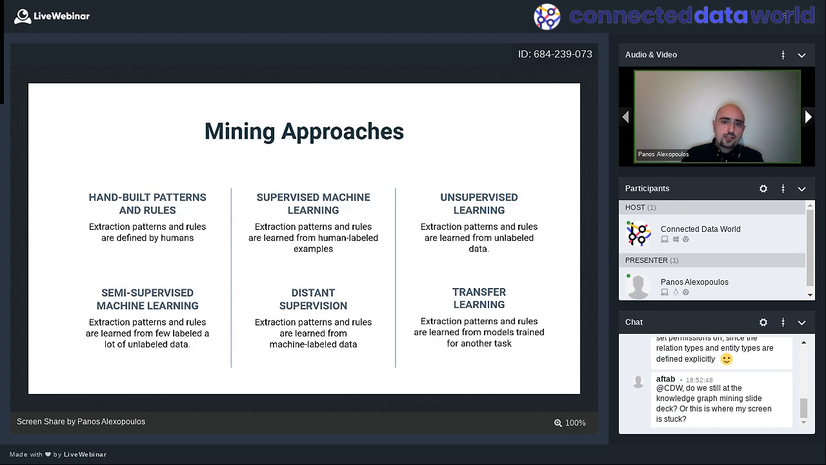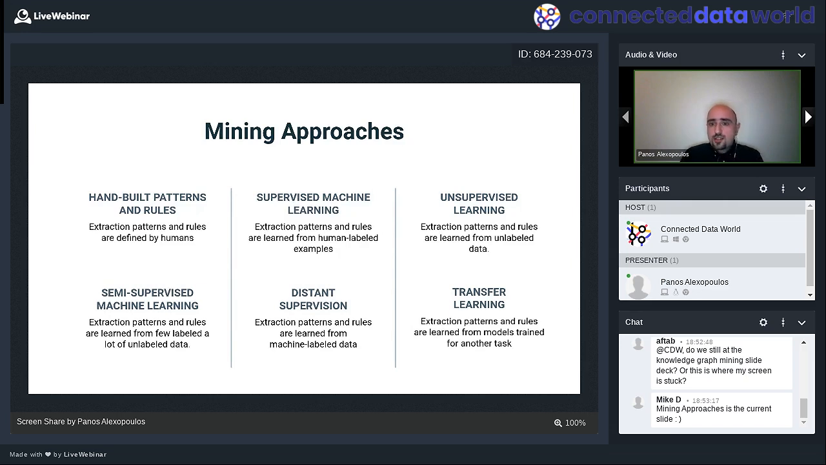The second technique is supervised machine learning. In this case, the extraction patterns and rules are learned from human-labeled examples. So instead of trying to define explicitly the extraction rule, we give examples of positive and negative extractions, called the labeled examples, and we let the system generalize the patterns that it sees in the data and then apply them in new data that it hasn't seen.